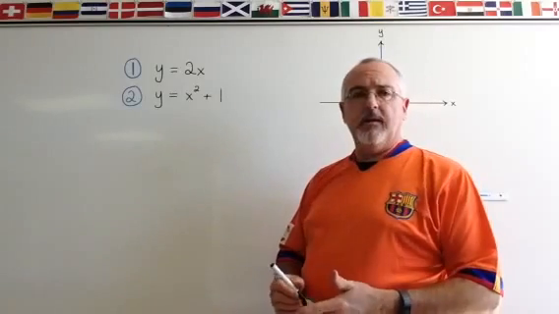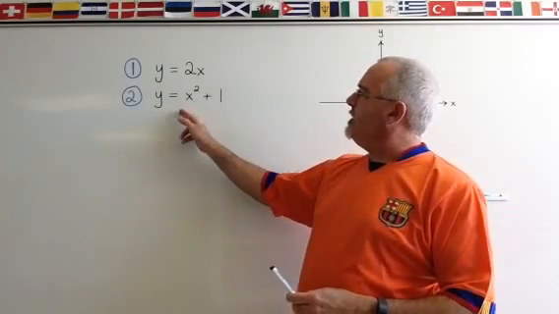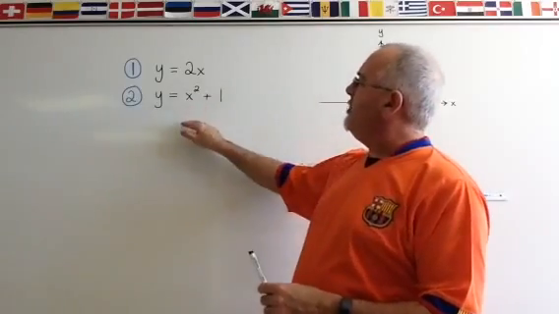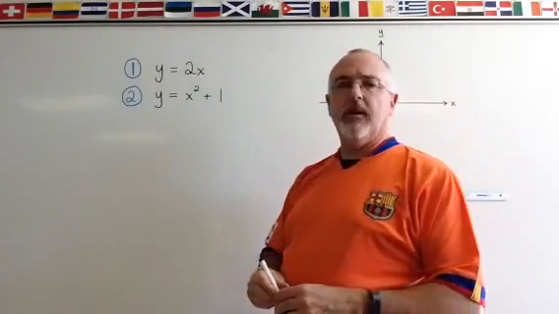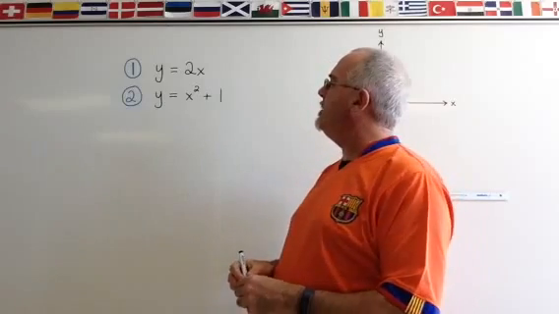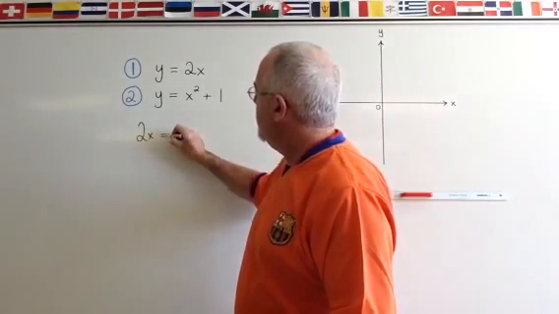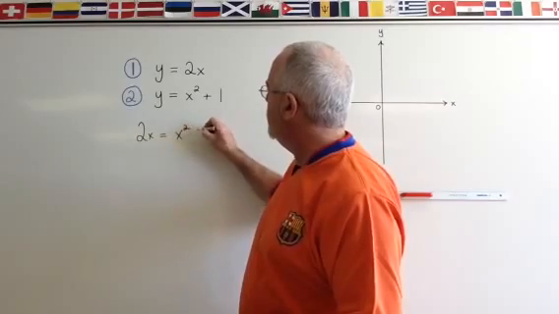I'm going to use comparison to solve this. In this case, both of the equations have y isolated, so I'm making what y is equal to in the first equation equal to what y is equal to in the second. And that means I have 2x equals x squared plus 1.